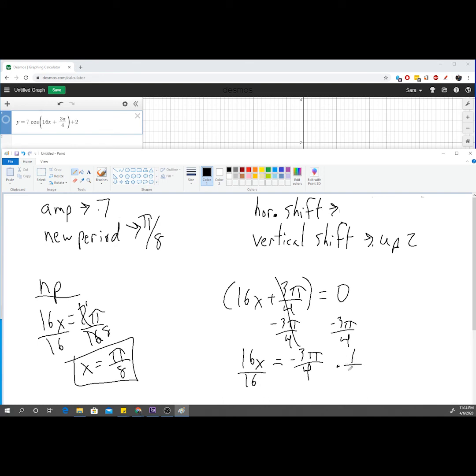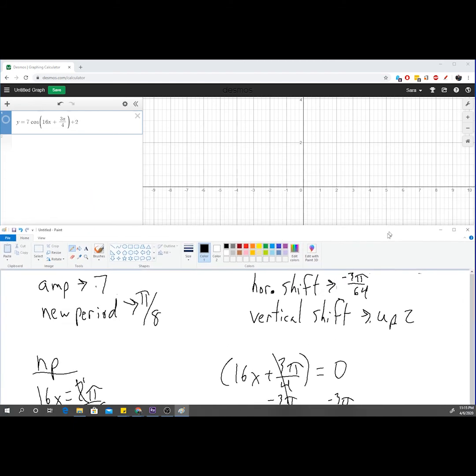And dividing by 16 is the same thing as multiplying by 1/16. I prefer multiplying by 1/16 here because I already have a fraction. I don't like to show that I'm going to divide by a fraction because I don't like dividing a fraction by another fraction. All right, and I end up getting x is equal to, there's no cross canceling that can take place. All I can see is I'm going to get 3 pi, and 4 times 16 is 64. Okay, so my horizontal shift will be negative 3 pi over 64.